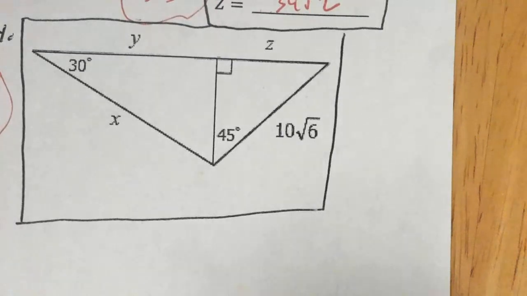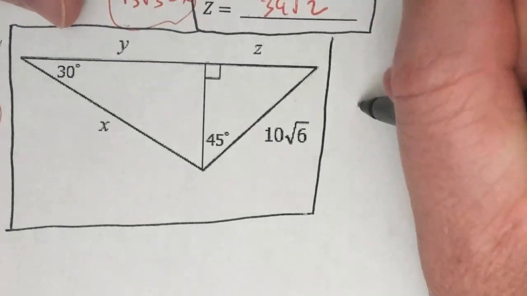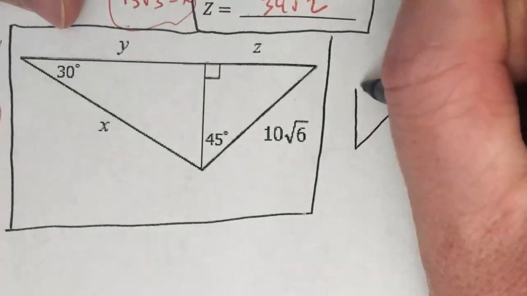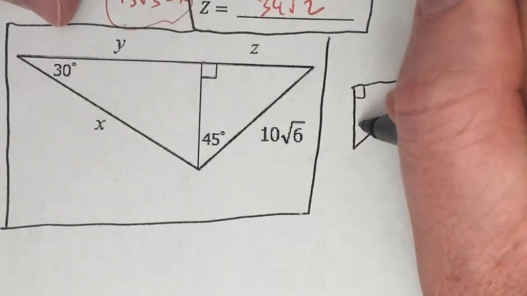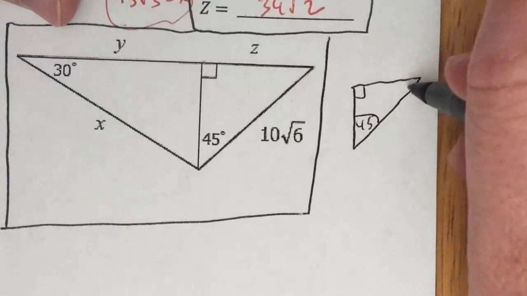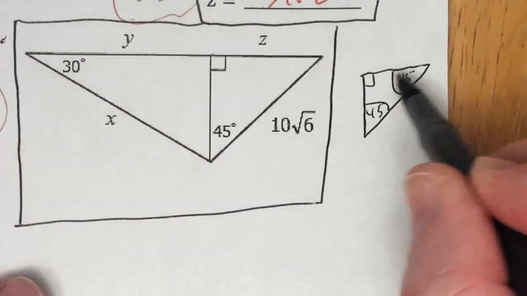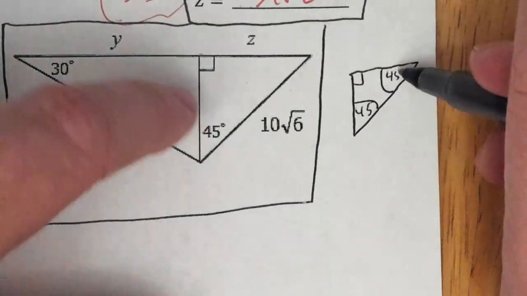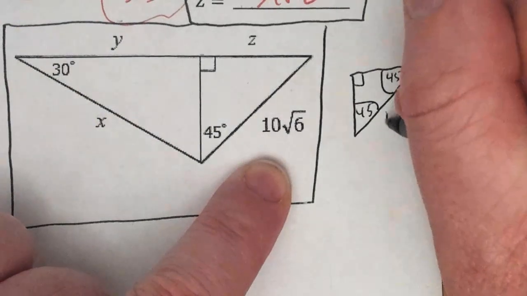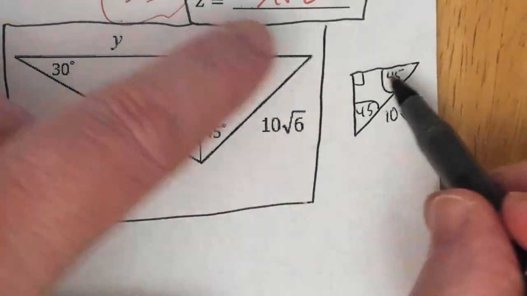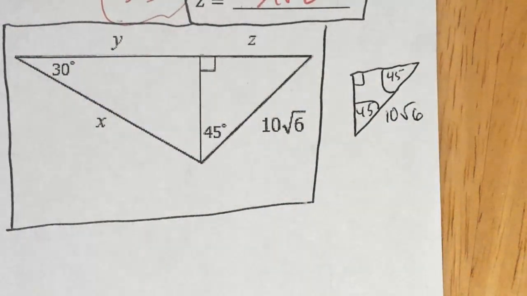All right, so let's draw that triangle. So this triangle right here. And we're going to put the angles. So this is 45. And what's this other angle have to be? It would have to be 45 as well to complete the 180 degrees. So we put the angles and the side length, which is 10 radical 6. Okay, now let's follow our steps.